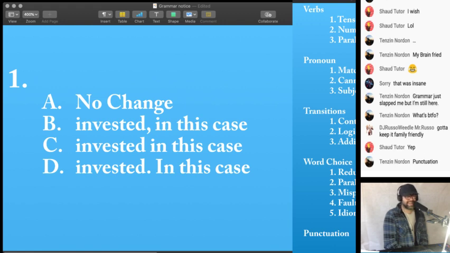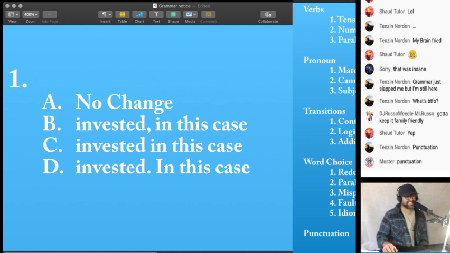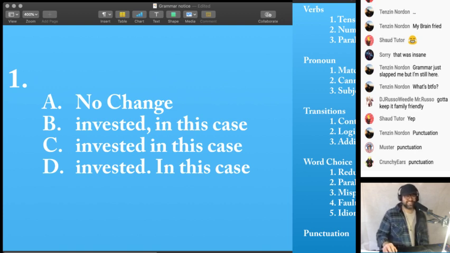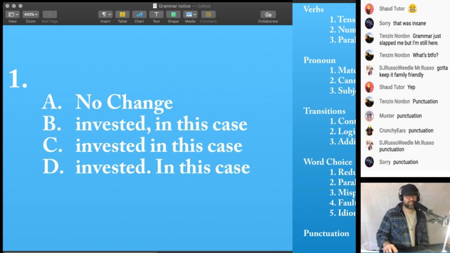Tenzin, my guy. That's exactly it. This is a punctuation question. Notice how the punctuation is changing. Muster, yes. Love when my chat is smart. Crunchy, yes. Nice, nice, nice. Good, bros. Good. Okay. Punctuation, Russo. Sorry. Great. All right, cool.